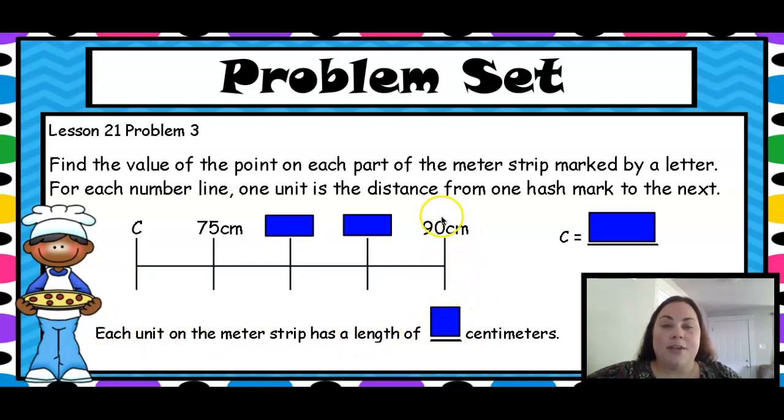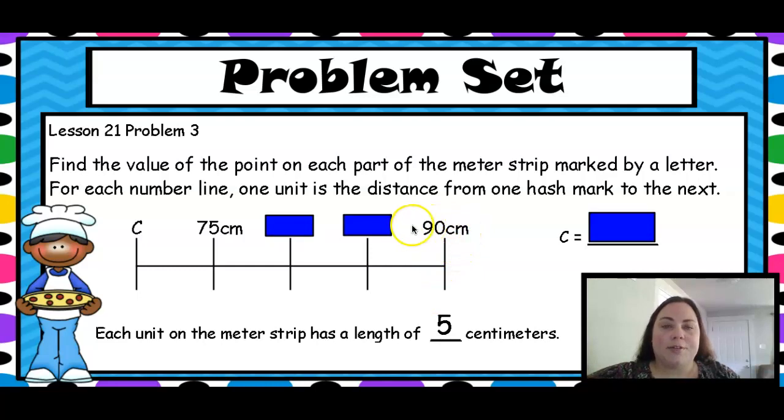So let's think, if we start here at 90 centimeters and we count back and get to 75 centimeters here, what are we counting back by? Are we counting back by ones, twos, threes, fives, tens? What do you think we need to count back by? If you said 5, you're correct. So let's count back by 5.